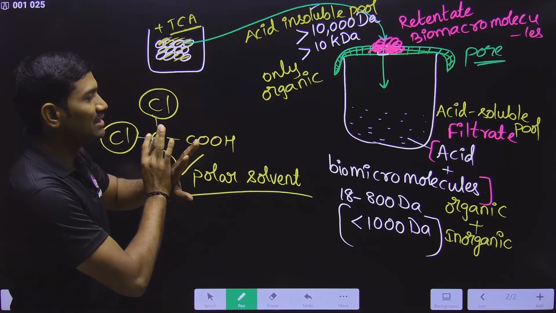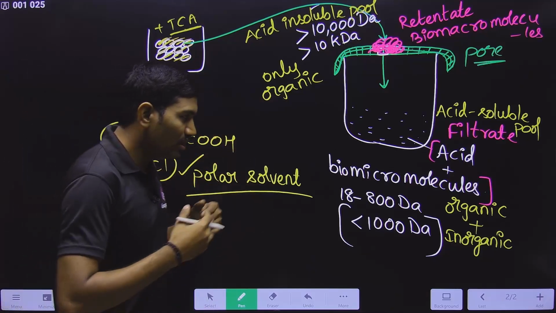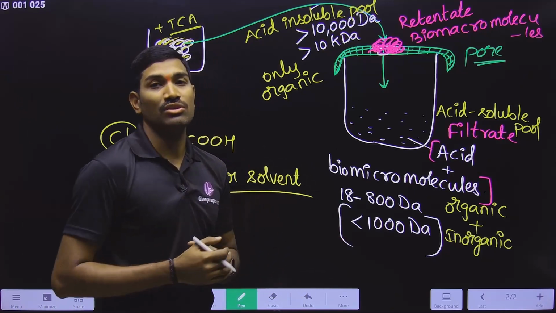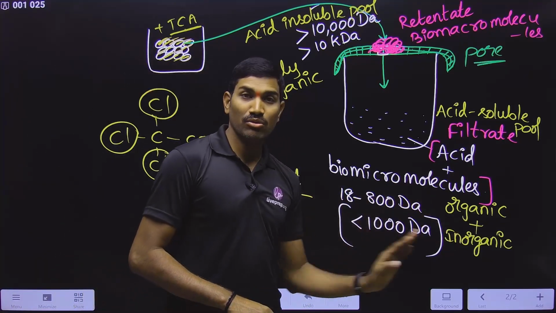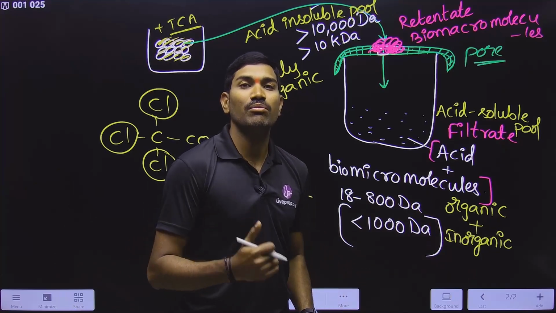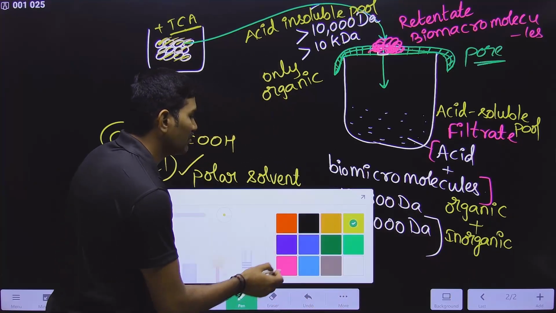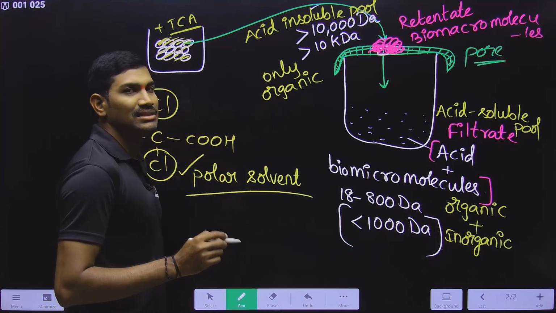Clear? So we have talked about this general information, and it is completed. Now we move on to what these components are. You are saying organic here and inorganic here, nice. But what are these components? So now we will write some of the important examples.